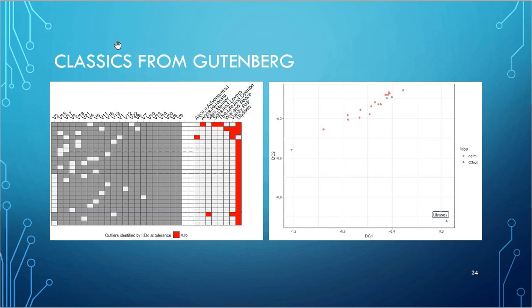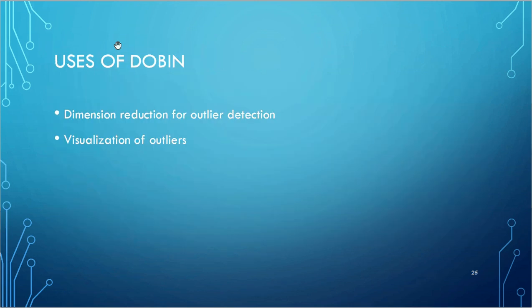It brings the outliers to the front and shows, okay, in this projection the outliers are at the front. So as for the uses of DOBIN, it's meant to be used as a dimension reduction tool for outlier detection. It doesn't need to be just 2 dimensions; we can use it in many other dimensions because it does give you a basis. Also we can use it to visualize outliers. It's a direct projection, not an embedding.